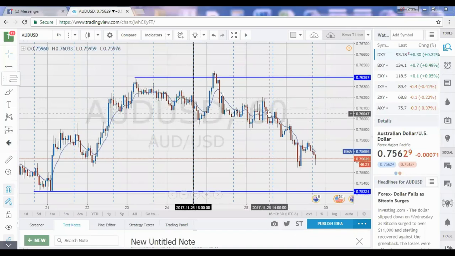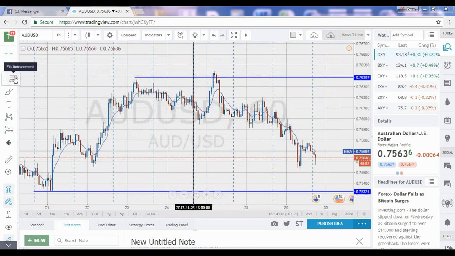So after this move happened, I was waiting for another break below here. We didn't get it yet. Of course, this is the end of the day, so not a lot going to happen here. We do get a little pullback here, and then we do get the break. Now, once we get this break, I'm really hunting the move. I would have loved to enter here, but it doesn't follow my rules.